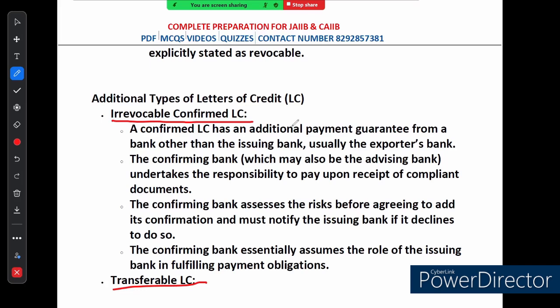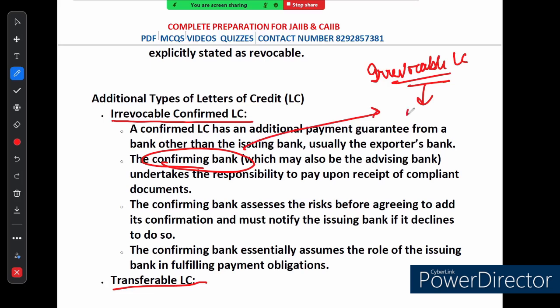Let's talk first about the irrevocable confirmed LC. This type of LC goes a step further than the standard irrevocable LC that we covered earlier, by involving an additional bank which is called the confirming bank. Earlier there was no confirming bank, but now in this type of irrevocable confirmed LC, the confirming bank comes into the picture. And usually this confirming bank is located in which country? Can you tell me whether it is the importer country or the exporter country? It is located in the exporter country, right?